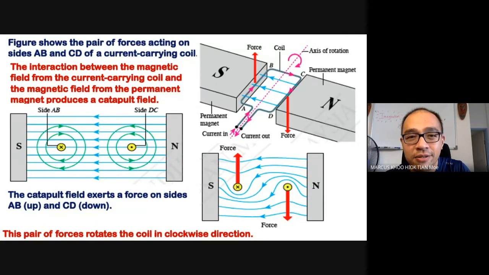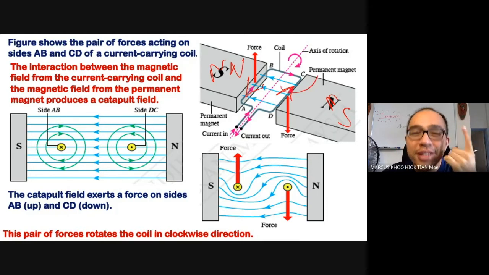Let's say this is rotating clockwise, and then you change this one to south, and then you change this one to north, and then you change the current also. What's going to happen is it's also going to rotate clockwise. So you only change one factor. You either change the direction of the current, or you change the direction of the magnetic poles, in order for it to rotate the other way.